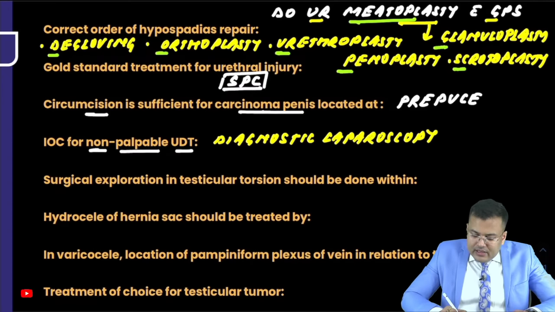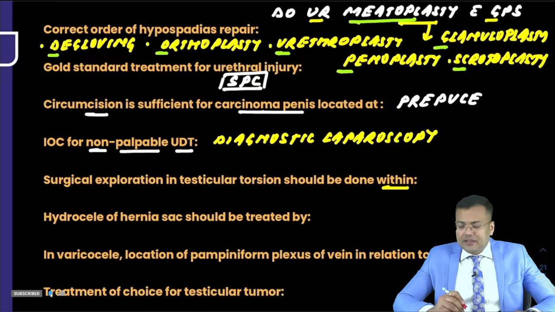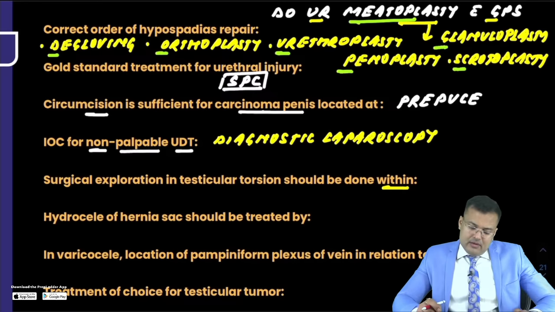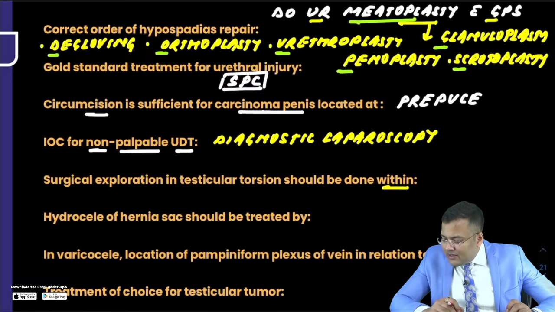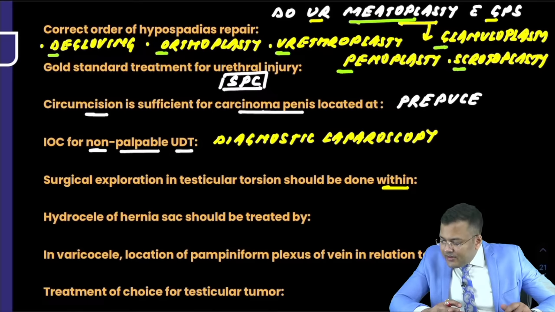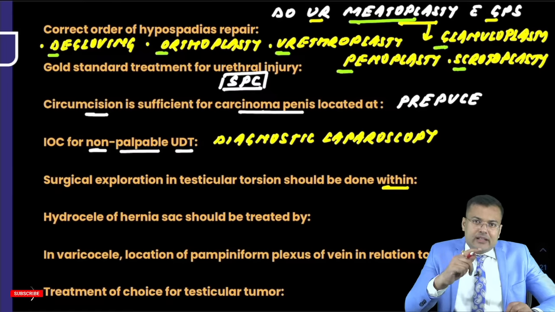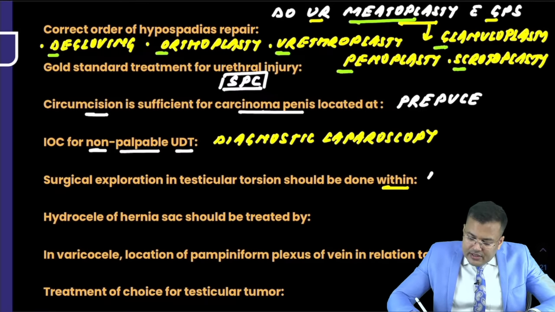Next, surgical exploration in testicular torsion should be done within how many hours? Bharat Vashan, within how many hours? Dr. SK, correct. See, in priapism, it is 6 hours. In testicular torsion, it is 4 hours. You have to remember, priapism 6 hours, testicular torsion 4 hours. So here it is 4 hours.